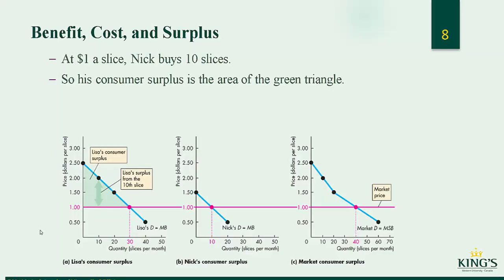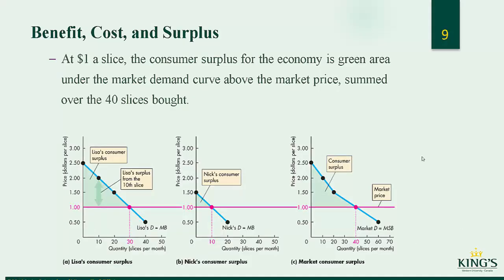For Nick, at $1 a slice, he would buy 10 slices. And so this would be Nick's consumer surplus, the area under the demand curve above the price. And then, of course, if we look at the market demand curve, the area under the demand curve above the price measures the consumer surplus in the entire market. To calculate consumer surplus, say for example here, it's very simple. We just need to calculate the area of this triangle.